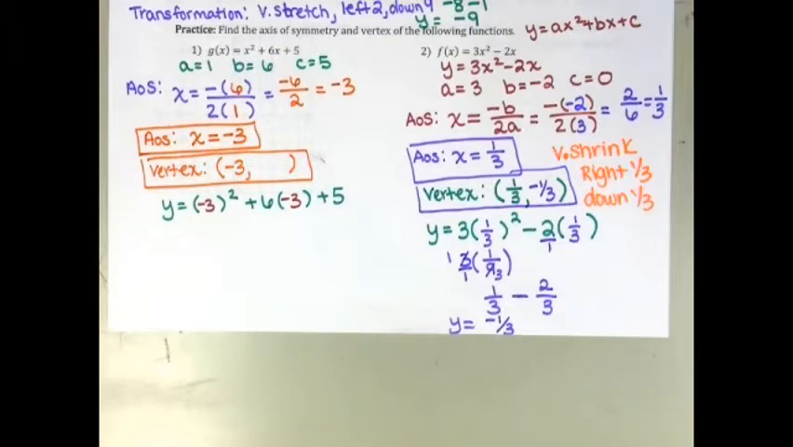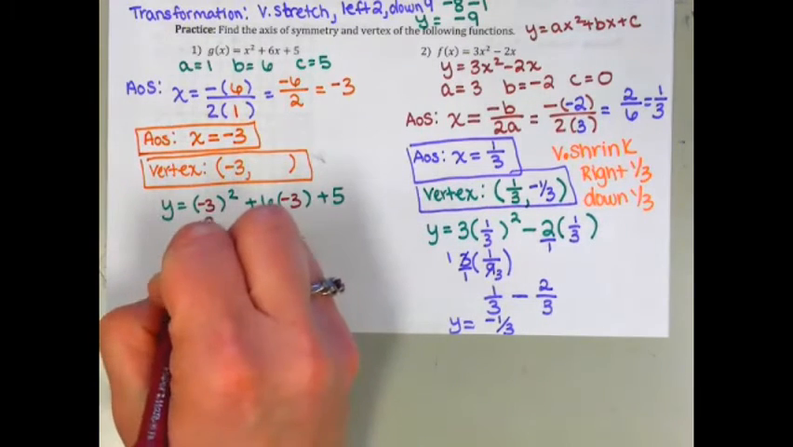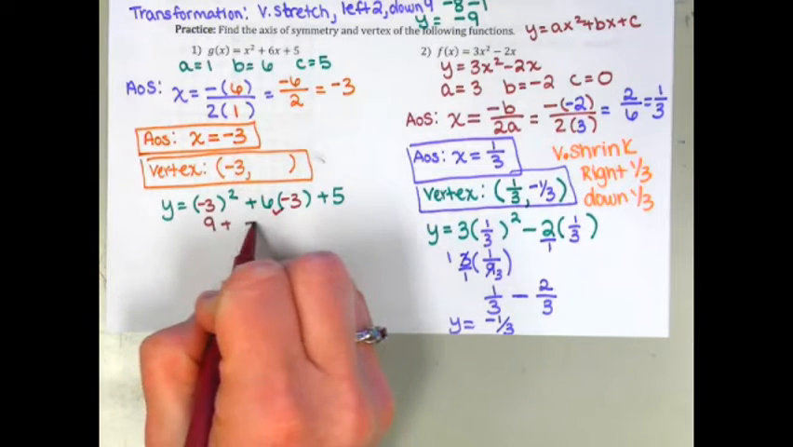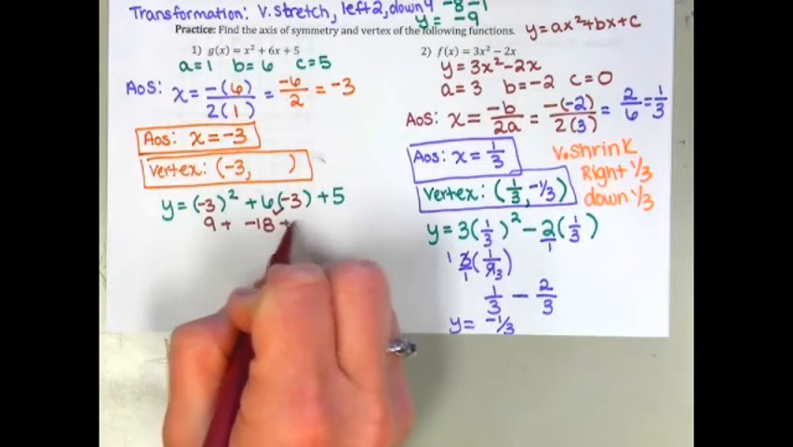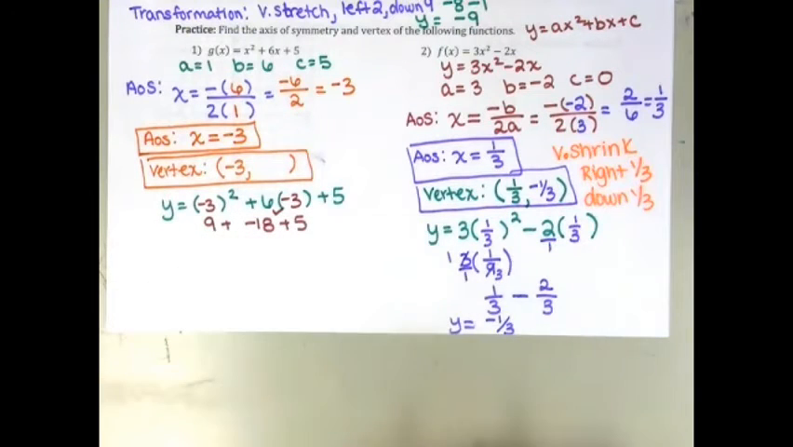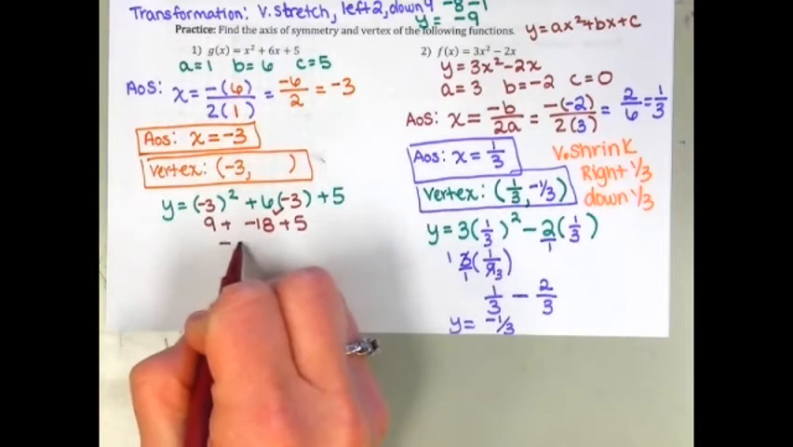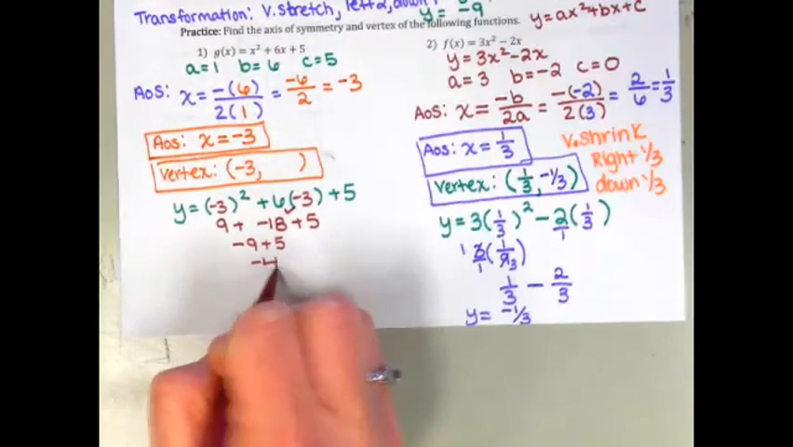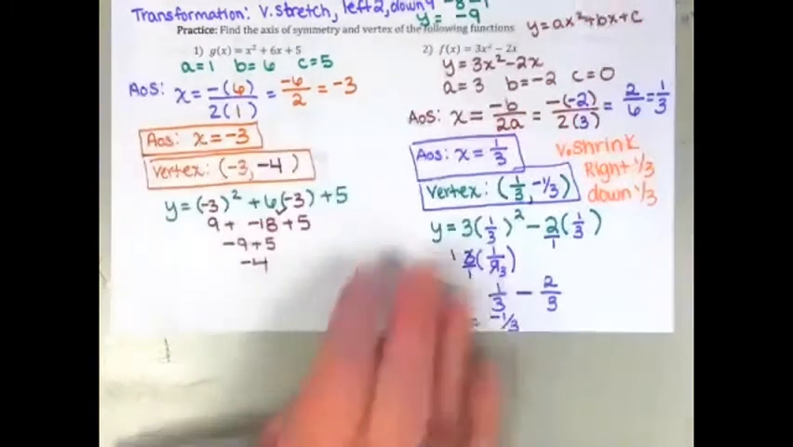Yes. Okay. So what did you guys get? -3 squared is 9. What's 6 times -3? -18, plus 5. 9 plus -18 is -9, and -9 plus 5 is -4. So my y coordinate is -4.